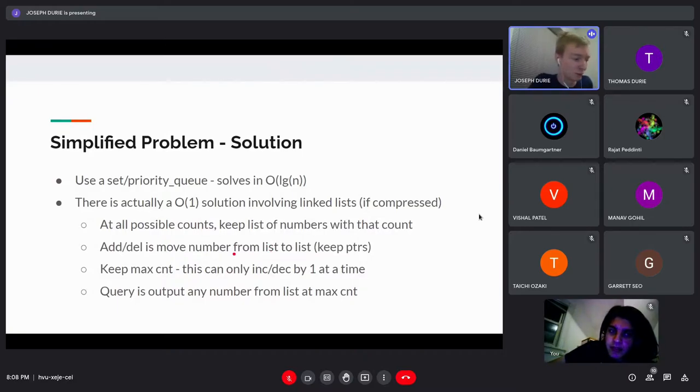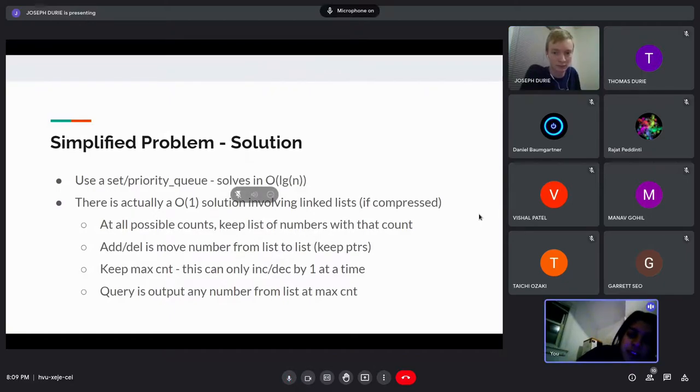Because if you are adding a number to the set, you're increasing the count by 1. So you're moving it from its current count to its current count plus 1. And so the maximum is only going to change by 1 at a time, so you can maintain that as you go. And then your output is just any number that's at the maximum count. Does this solution make sense?